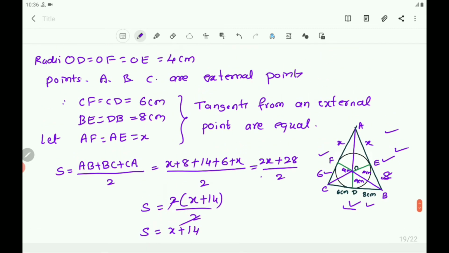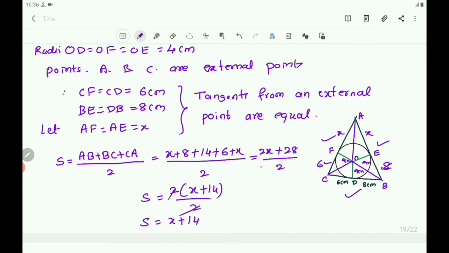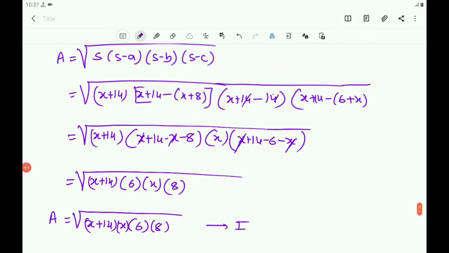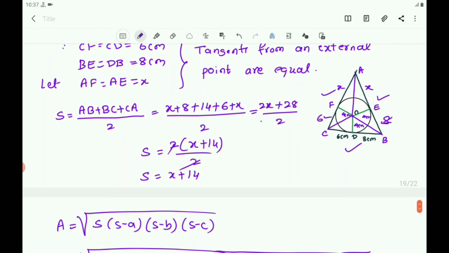Now here there are three triangles. Triangle ABC consists of three triangles. By joining the lines OC, OB and OA, you get three triangles. First one is triangle BOC, next triangle AOB, next triangle AOC. Area of the triangle ABC is the sum of the areas of the three triangles, that is area of triangle BOC, area of triangle AOB, area of triangle AOC.